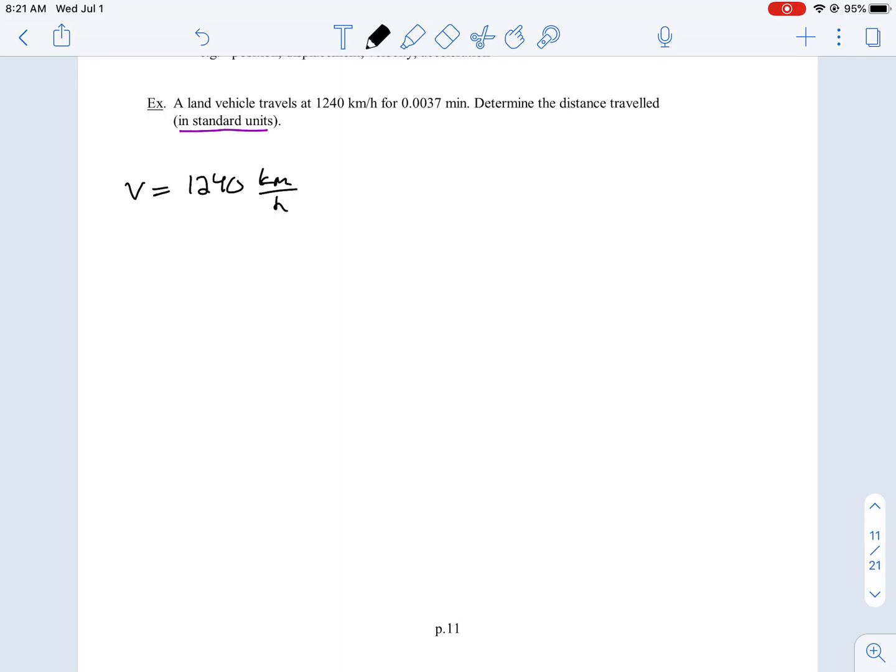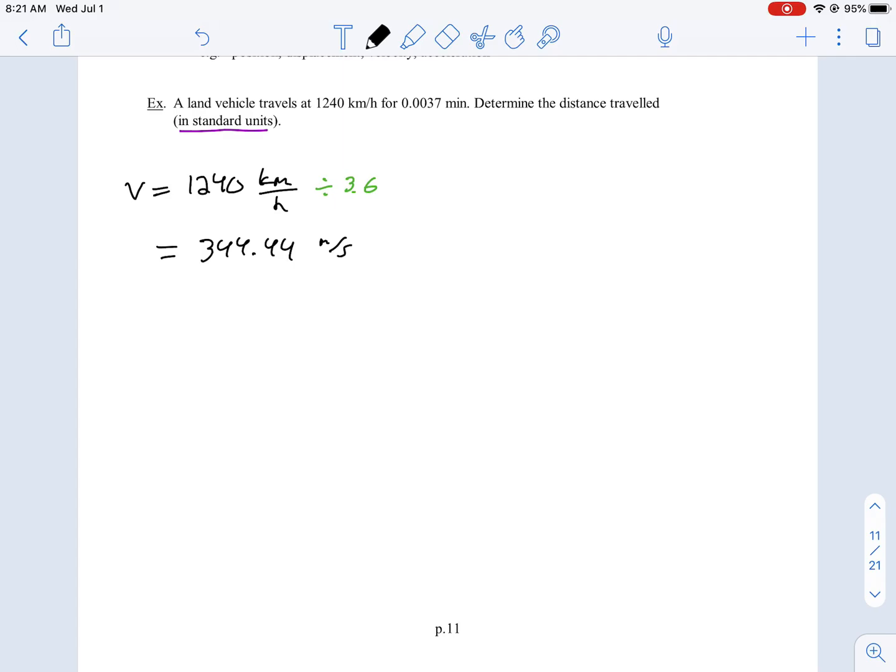By the way, do you guys remember the quick way of converting kilometers per hour to meters per second? The answer is simply to divide by 3.6. So 1240 divided by 3.6 gives you about 344.44 meters per second. We recommend you write down a couple of extra digits so we don't have any rounding error. So 344.44, so far so good.